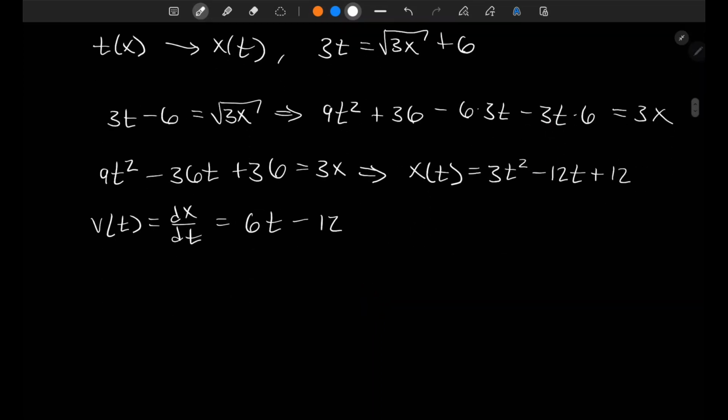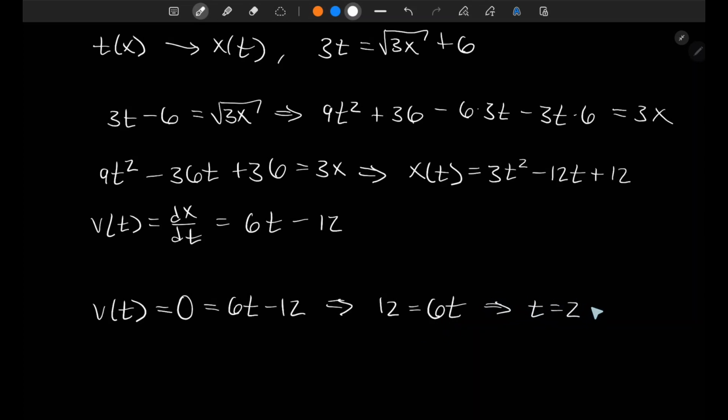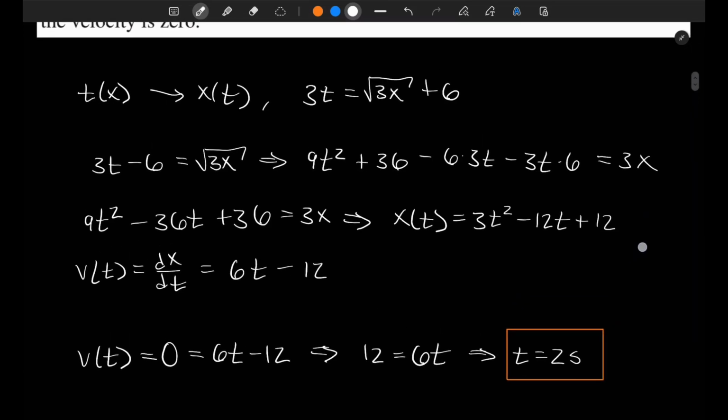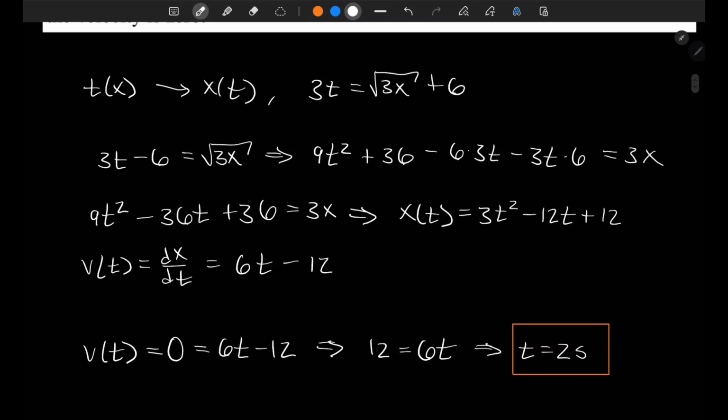So now, v at t is equal to 6t minus 12. What t gives us this equal to 0? If we add 12 over to the other side, we get 12 is equal to 6t, and then dividing by 6, we get that t is equal to 2 seconds. So that's the first part of our answer. And using that, we can get the displacement at this time.